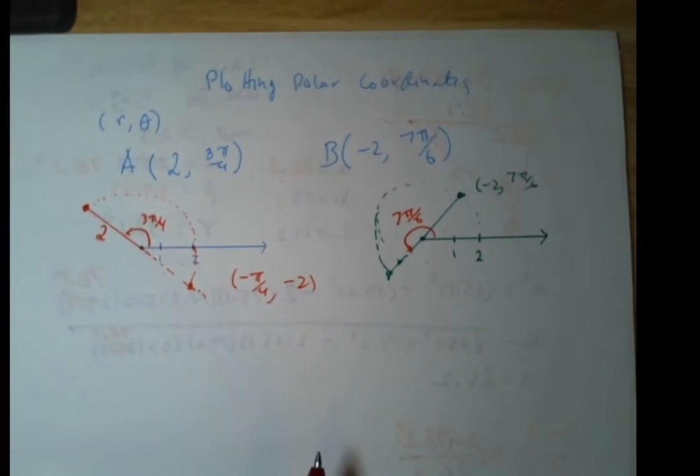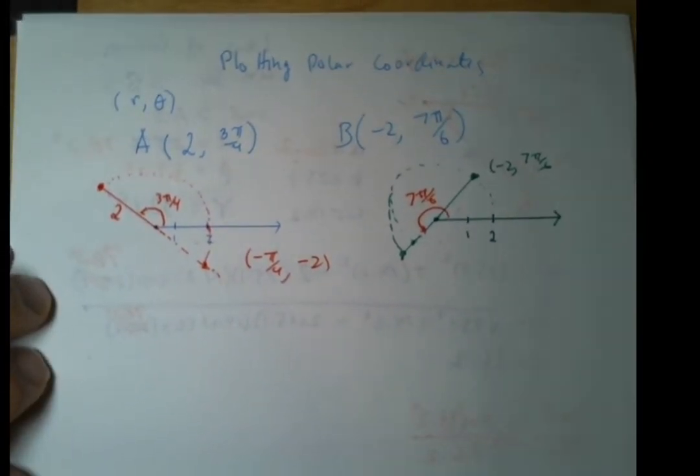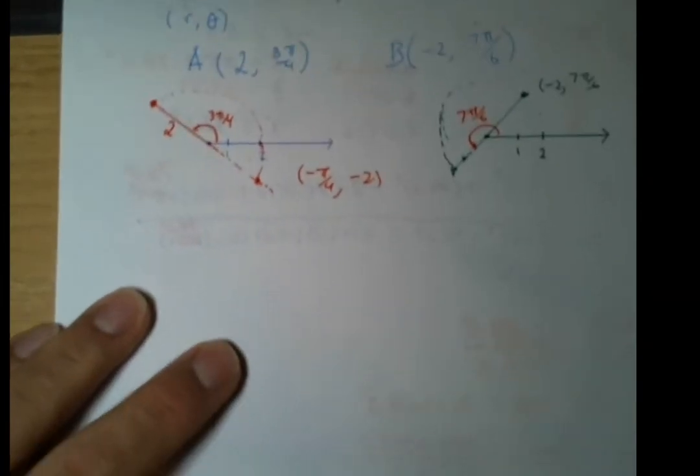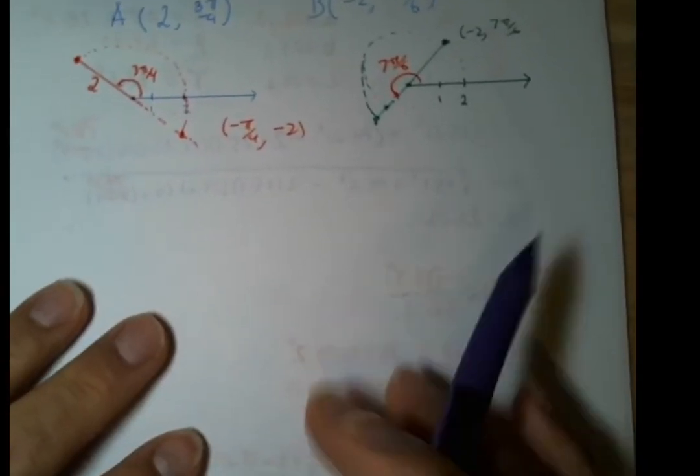Okay. So that's just a couple of examples of plotting polar coordinates. Another thing that we will be doing is converting between rectangular coordinates and polar coordinates.